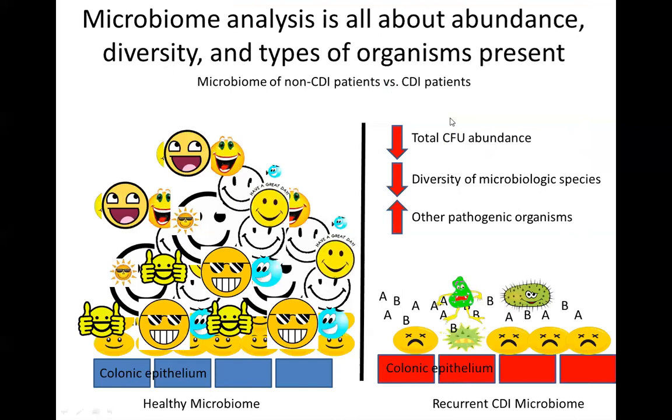So here's our cefepime-treated patient, and here is my C. diff bug of the day, and here's somebody else's yeast that's overgrown as well. So think of not only decreased abundance, which we normally think about, but also think of decreased species diversity. And those two things come into play when we get into this.